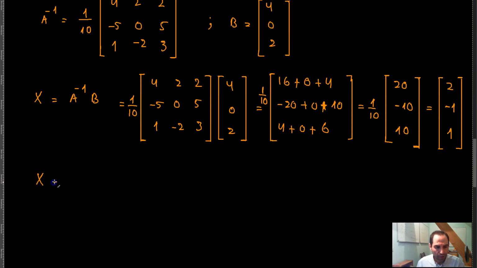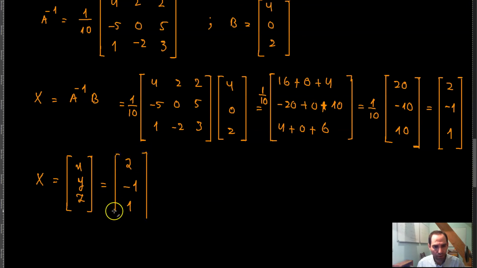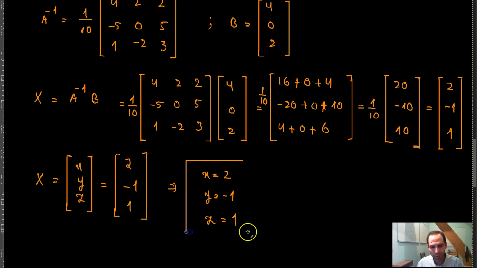So now we know that X is equal to x, y, and z, and that happens to be equal to 2, negative 1, and 1. And that basically means that x is equal to 2, y is equal to negative 1, and z is equal to 1. That is the unique solution to this system of equations.